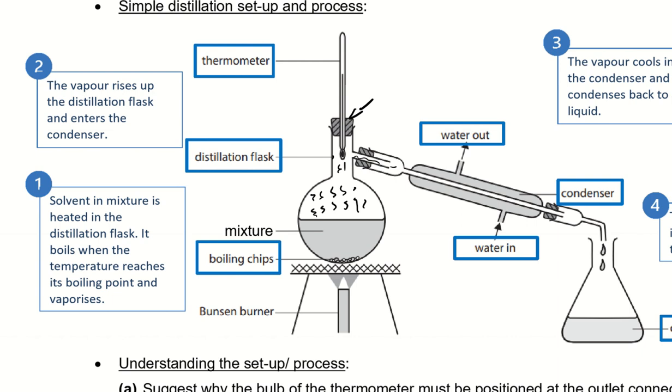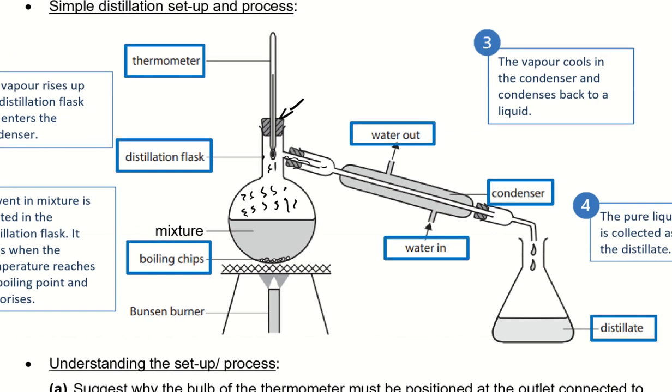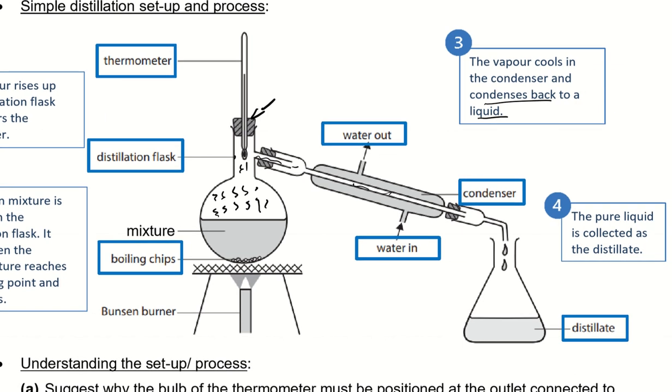So once the temperature reaches 100 degrees Celsius, that means this is the boiling point of water. So the water vapor will be going downwards into the condenser, and the condenser helps to cool down the vapor to condense back to liquid, and eventually the pure liquid will be condensed and collected as a distillate in this conical flask.